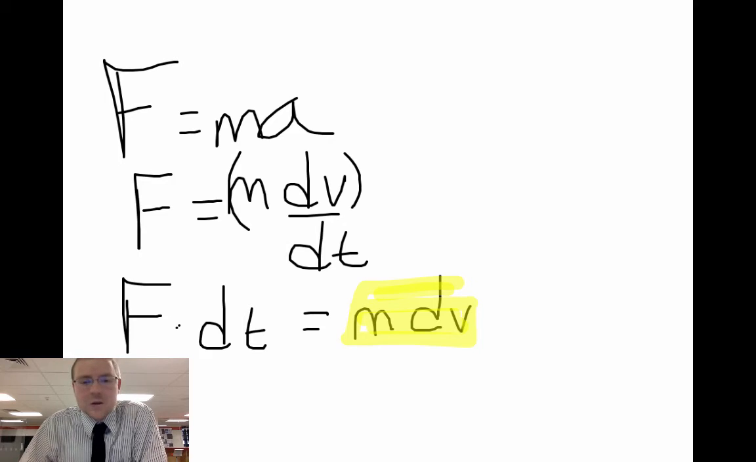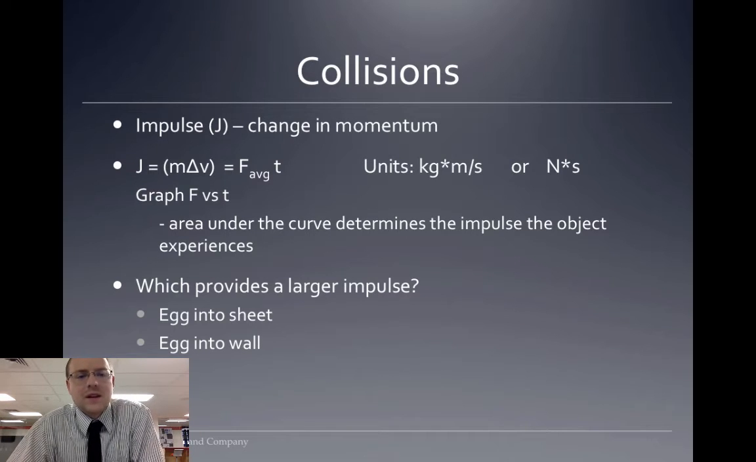So we have a name for this. The name for this area under the curve, this force multiplied by time, or mass multiplied by a change in velocity, we call that an impulse. An impulse, for whatever reason, is labeled J on your equation sheet. So it's a change in an object's momentum, a change in an object's motion.